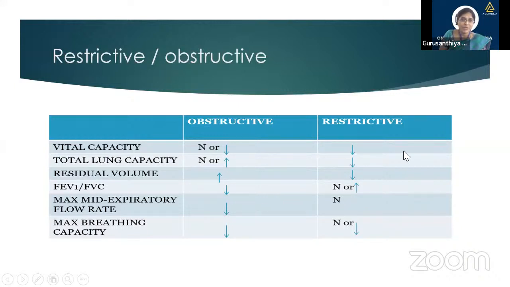FEV1 by FVC, because of the fall in FEV1, is going to be decreased, and the maximum mid-expiratory flow rate is going to be decreased, and maximum breathing capacity is going to be decreased. In a restrictive pattern, all lung volumes and capacities are going to be decreased except for the mid-expiratory flow rate because of the concomitant fall in the other factors.